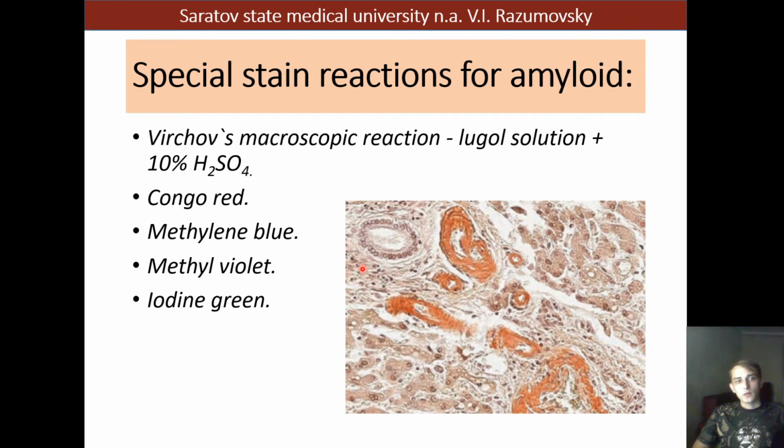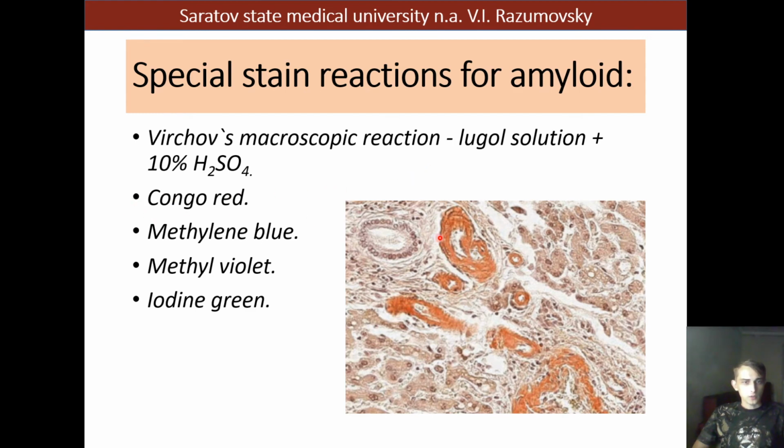So, I already told that in our department we will often talk about special stains. Special stain reactions for amyloidosis will be Virchow macroscopical reaction, Congo red, methylene blue, methyl violet, iodine green. The first one is the macroscopical reaction. You may find it at autopsy if you put Lugol solution and sulfuric acid on the organ. You will get a green reaction.